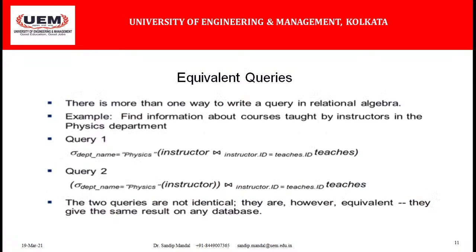So next is the very important topic, that is the equivalence of queries. Once again, there is more than one way to express the relational algebra. For example, for the same information, the query may be: select the department name equal to physics from the instructor joined with the teachers table where the instructor ID equals teachers ID. And the same thing may be written like that: select the department name equal to physics from the instructor table, and it should be joined with the teachers table where the selection predicate is instructor ID equals teachers ID. So which method you are going to use depends on your comfort.